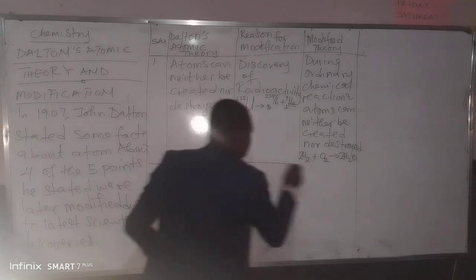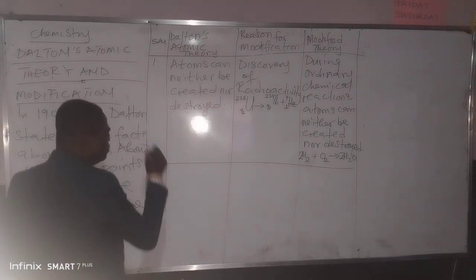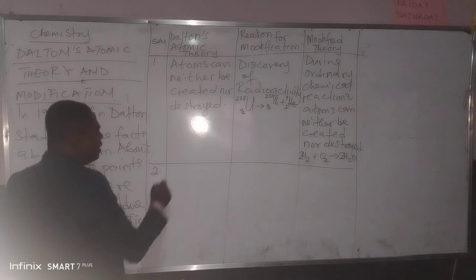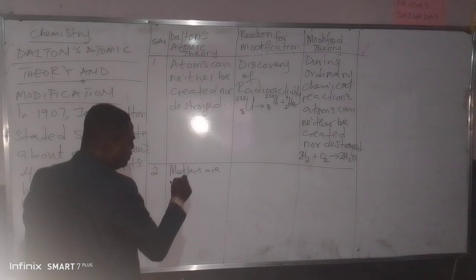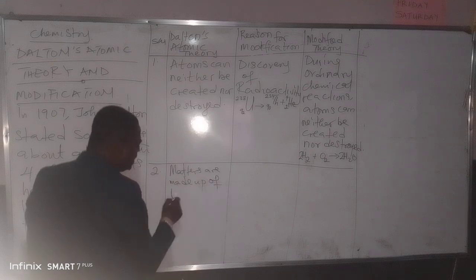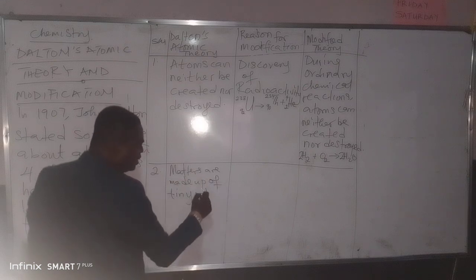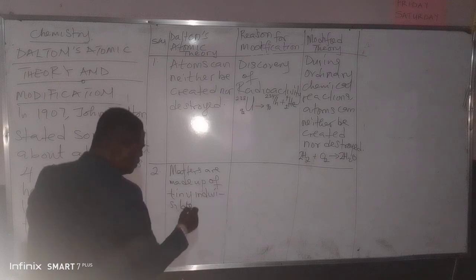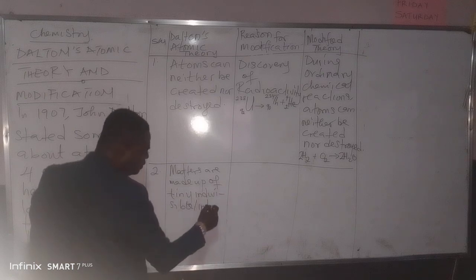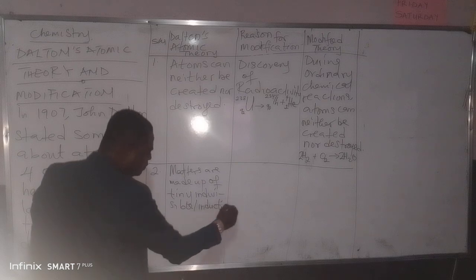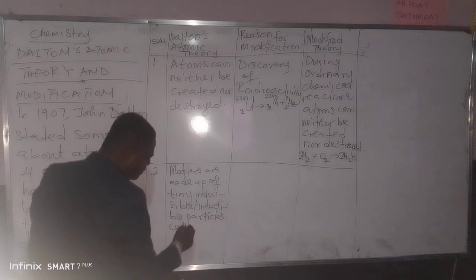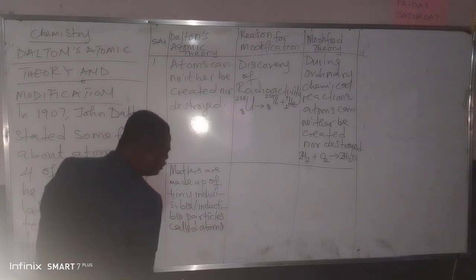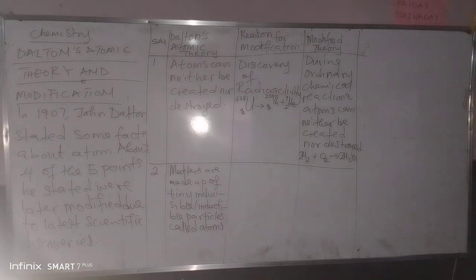Now, another thing this man stated, number 2, he said that matter is made up of tiny, indivisible, or indestructible particles called atoms. Can you see what this man said? He said matter is made up of tiny particles, and those particles cannot be destroyed.